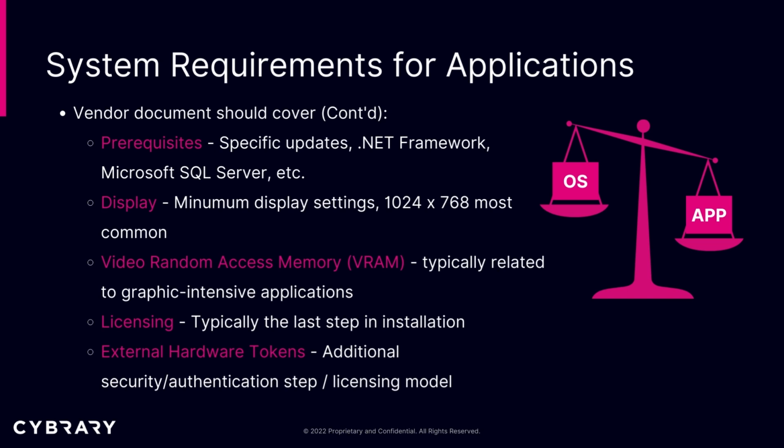Also, you may see a licensing component. This may be at the end of the install, or it may be a requirement of the software, especially if there is an external hardware token involved. Some software is able to run only if there's a USB present in the system, because that USB contains the type of licenses and the functionality that application will give you once that USB device is installed.